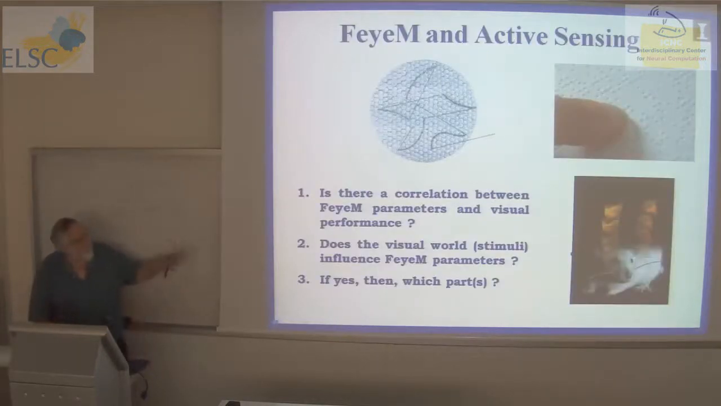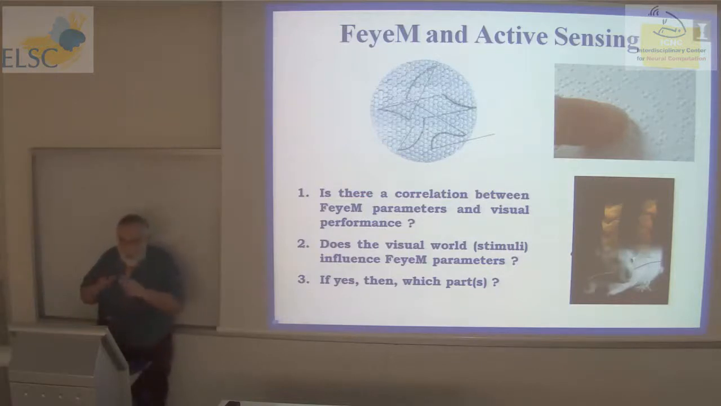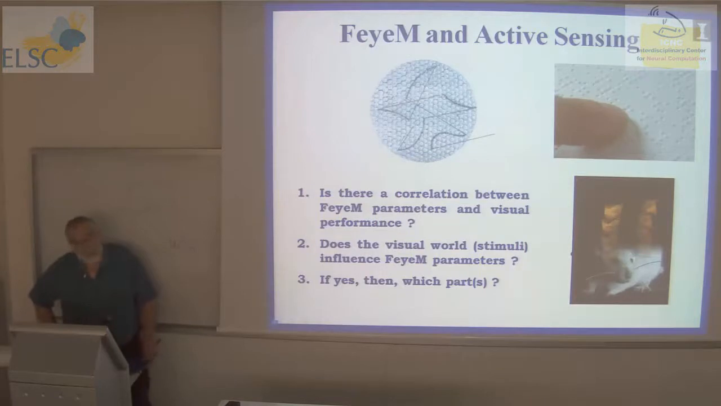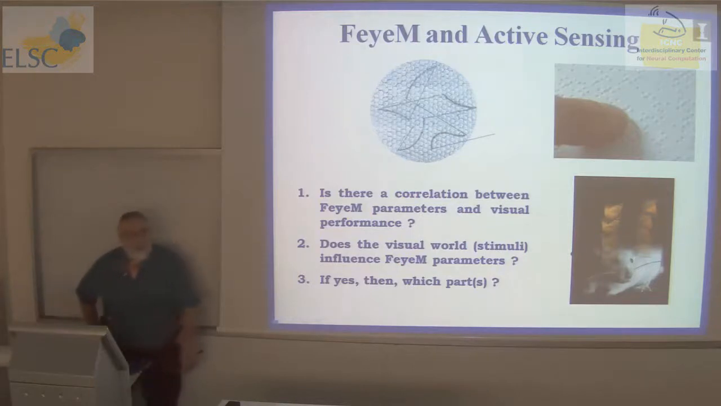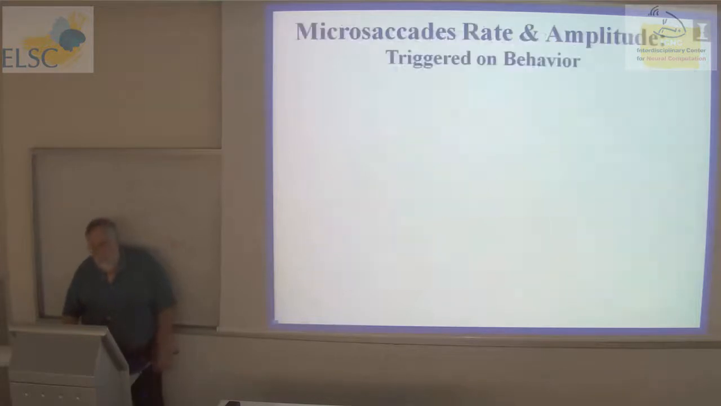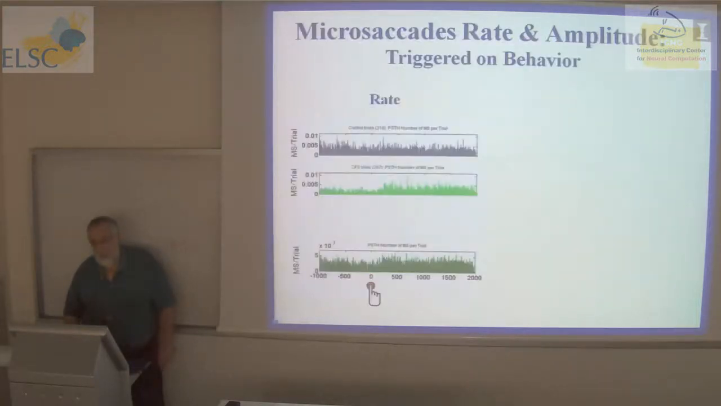Till now it was a little bit more technical. Now, going back to the question: is there a correlation between fixation and eye movement parameters and visual performance? Does the visual world influence fixation eye movement parameters? And if yes, then which part? This is what you will see next out of the same experiment.